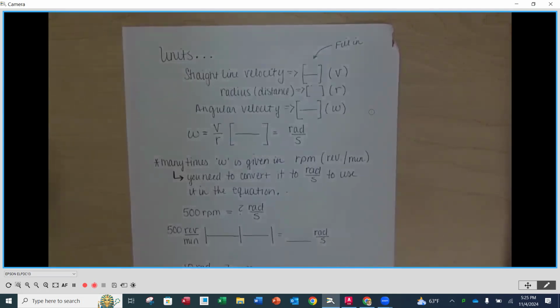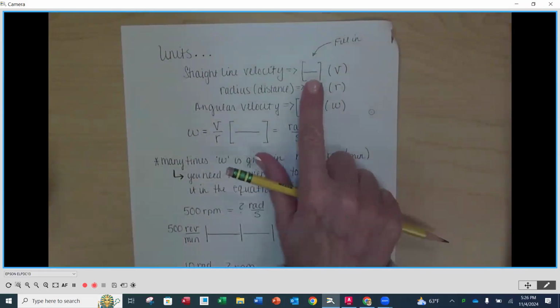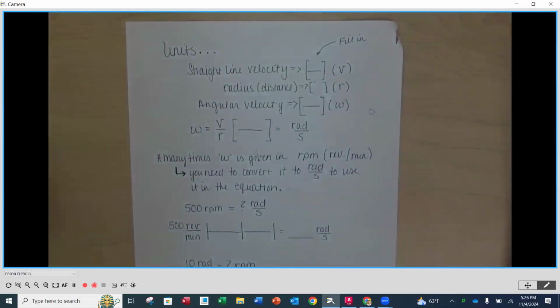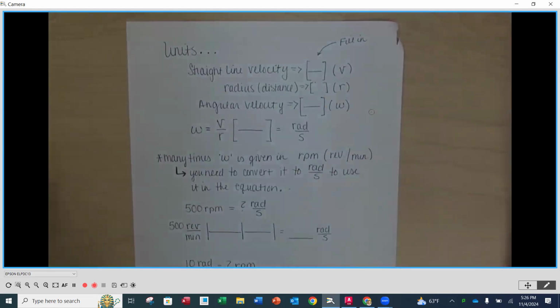So first of all, we got to know what units we're expecting. So when we have straight line velocity v, what are the units that we would have here? Now this horizontal line here is depicting like a numerator, denominator, top, bottom. So what would our units for velocity be? Just tell me what you think some units are, and I'll open up the chat box. You can put it in here as well.